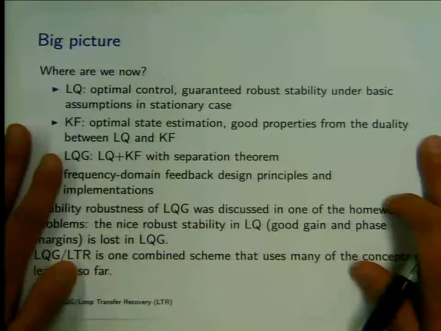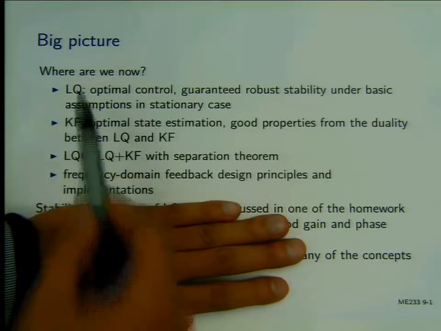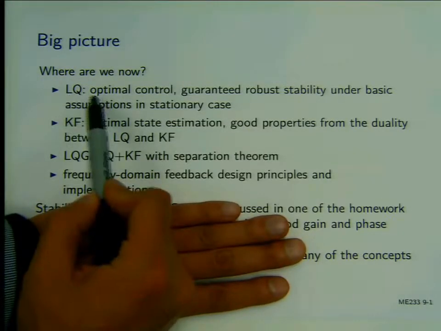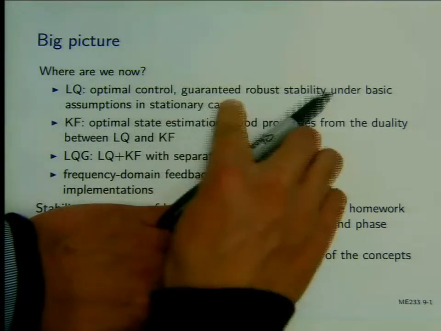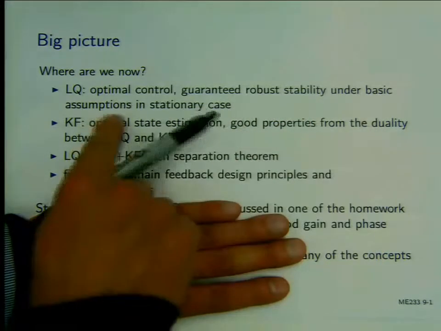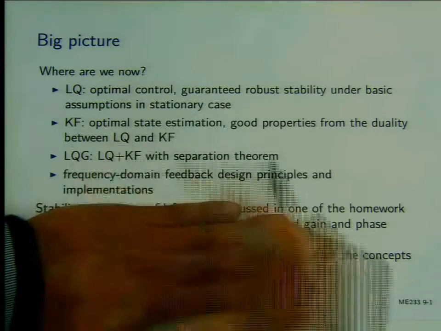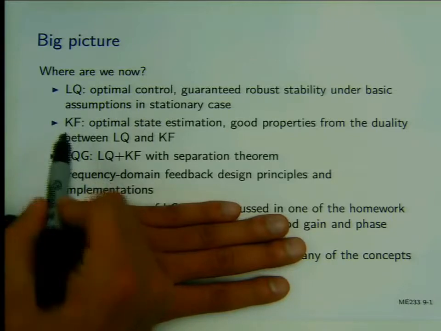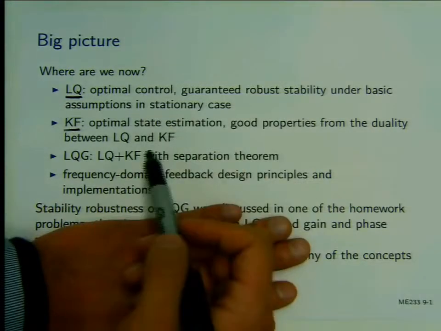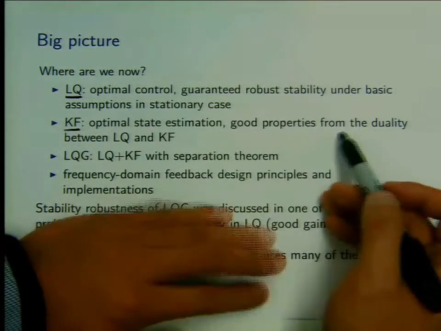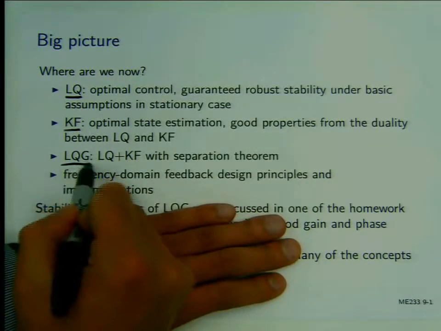I'll talk about LQG LTR starting with some review of what we have learned so far. We have talked about this a couple of times. We have learned LQ, which is optimal state feedback control, and we have a lot of nice properties over there. We have guaranteed robust stability, under the basic assumptions of controllability and observability. We have also talked about the Kalman filter, which is another very, very useful result in control engineering. It's for optimal state estimation. And we have very good properties because of the duality between LQ and the Kalman filter. And later, we combine these two by the theorem of LQG.